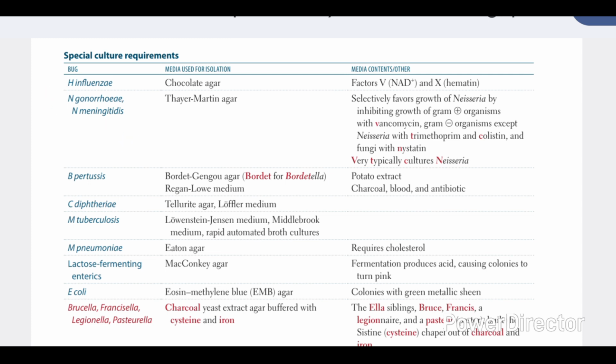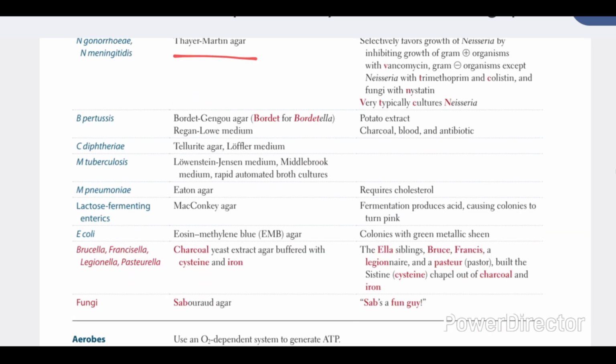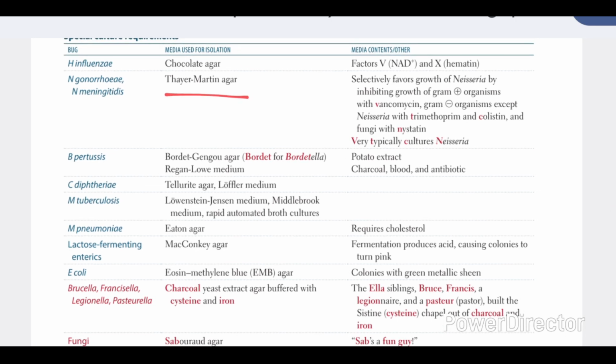So Thayer Martin agar is a very specifically made agar that selectively favors the growth of Neisseria by inhibiting growth of the gram-positive organisms with vancomycin, other gram-negative organisms with trimethoprim and colistin, and it also inhibits growth of fungus with nystatin.